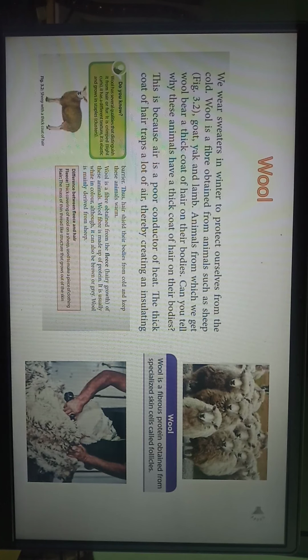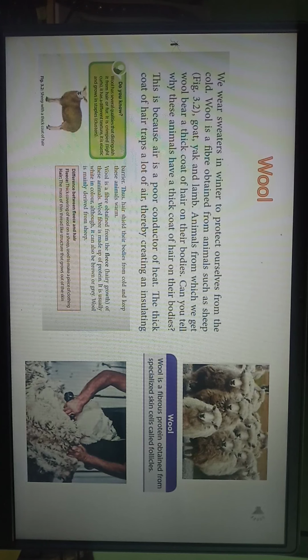Okay, I will repeat. Wool is a fiber which is obtained from fleece. Then what is fleece? Fleece is the thick covering of wool on the body of sheep, which is used to make a piece of clothing. Okay, so this wool fiber is made up of protein. किससे बनता है wool fiber? Wool fiber is made up of protein.